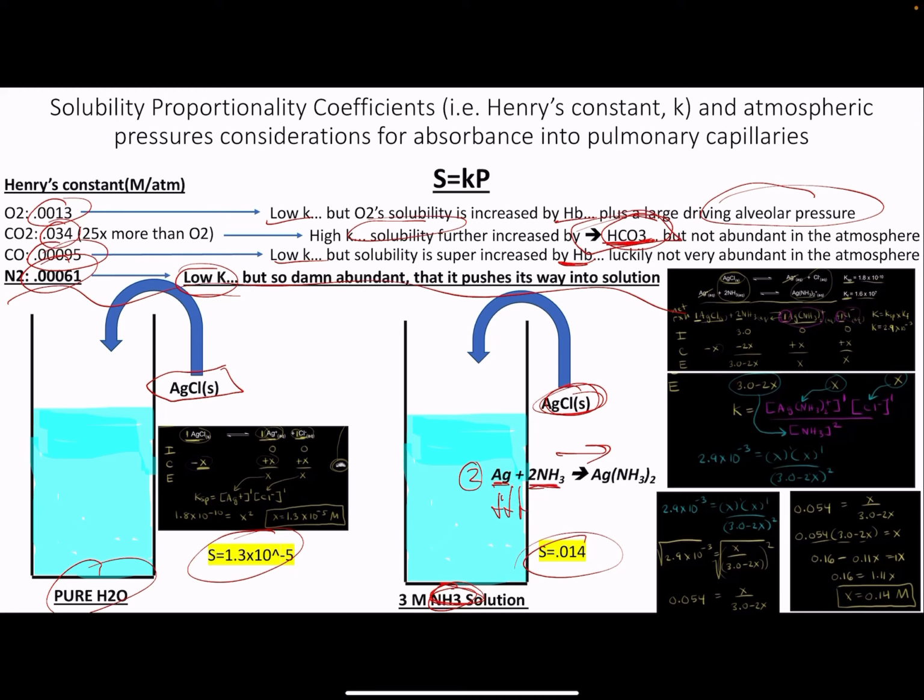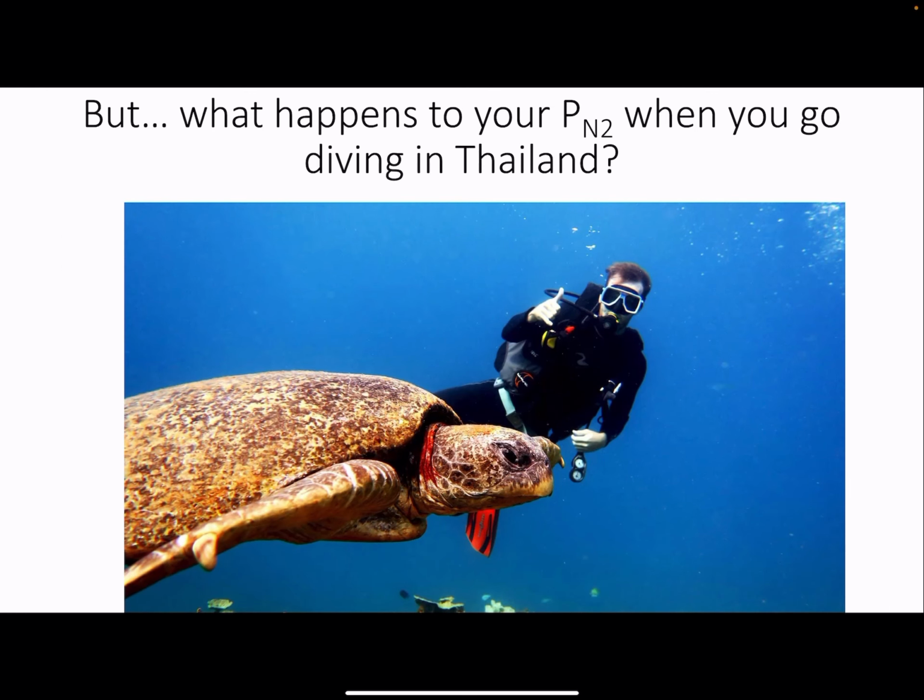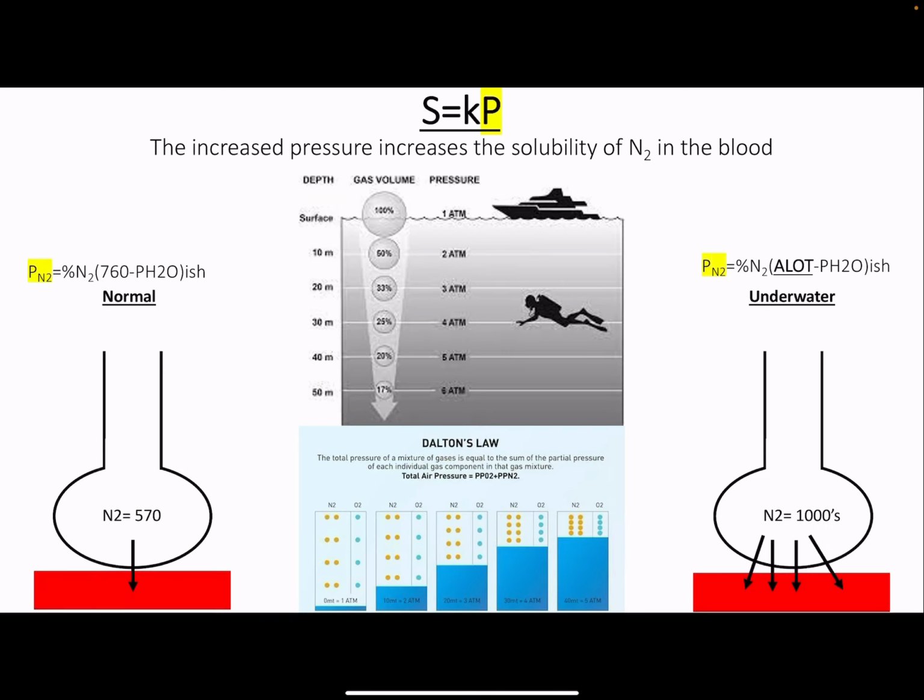We see the same thing with the bicarb and CO2. The conversion into bicarb is going to drive, not necessarily the dissolving like here, but the solubility, the desire to go from the gas phase into the liquid phase. So what happens with nitrogen? We had my friend Jeff, now we've got my friend Mitch. What happens if you go into Thailand and you go diving? So the pressure is relevant here.